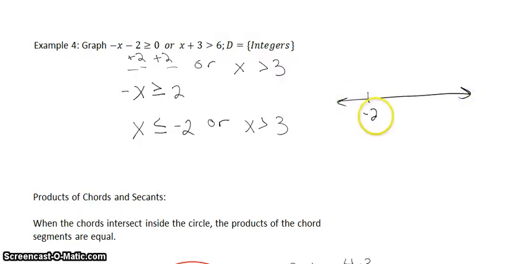So I have a -2, and then I have a positive 3. x is less than or equal to -2, so solid circle, shaded to the left. And then x is greater than 3, so open circle, shaded to the right. Okay?